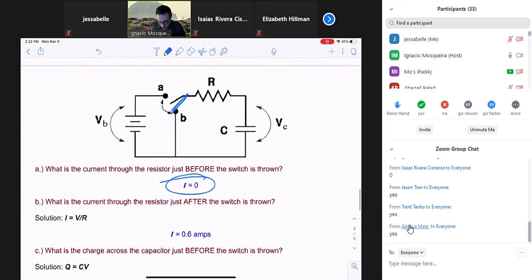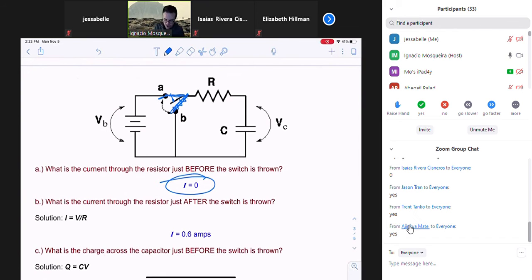But the current right before the switch is thrown is 0. Okay, now we flip it the other way, we put it on A. Now, what is the current right after you flip it? Well, it sounds like you're doing the same thing, but it's not the same thing. After I'm done with this, I will definitely put this same one on Canvas. If something is a little confusing, just go to Canvas, I'll have this up there.